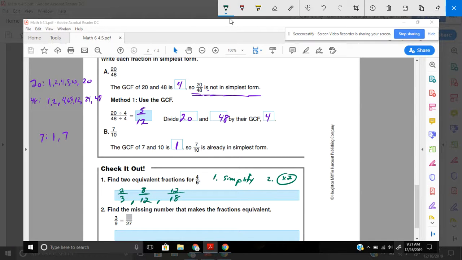And lastly, the missing number that makes the fraction equivalent. Well, how did I go from 9 to 27? Well, I multiplied by 3. So I'll multiply by 3 on top. 3 times 3 would give me 9. Okay.